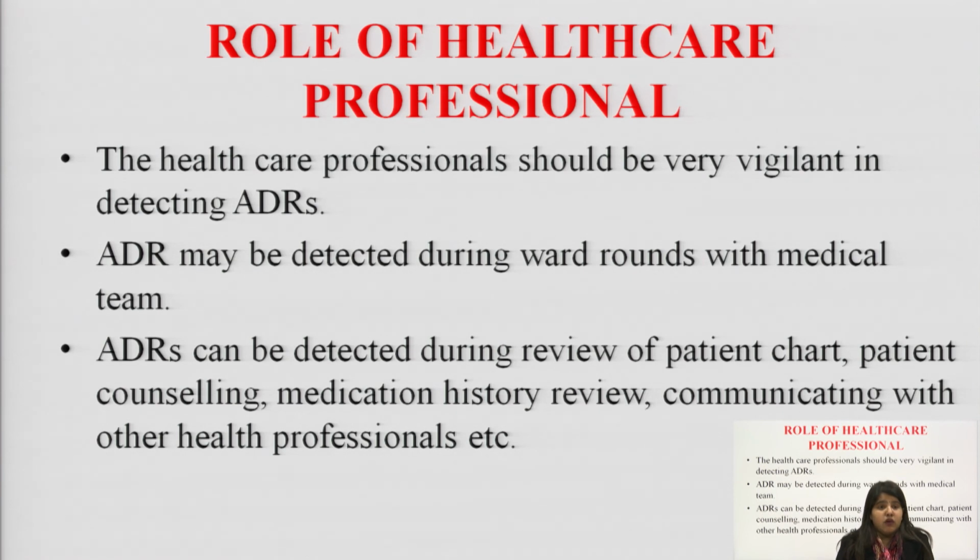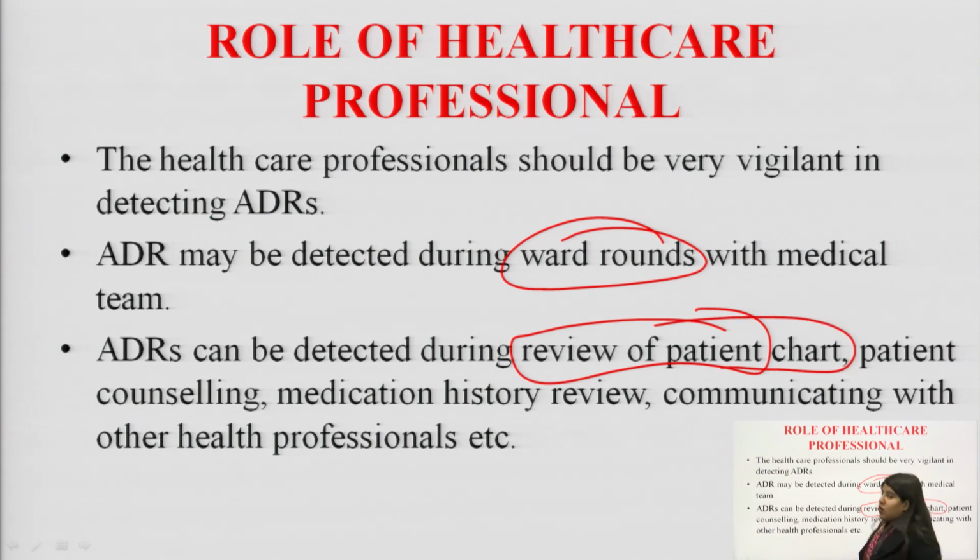ADRs may be detected during ward rounds with the medical team. ADRs can be detected anywhere. It can be detected during ward rounds. It can be detected during review of the patient chart. When you are seeing the patient chart, when you are reading his file, you may encounter an ADR there. There are chances that the doctor simply writes the symptoms that the patient is suffering from. He is facing these days. So you can identify that this symptom might be because of that drug, and this will be cleared later in the next slides. So again, where are the points when we can actually detect the ADR?